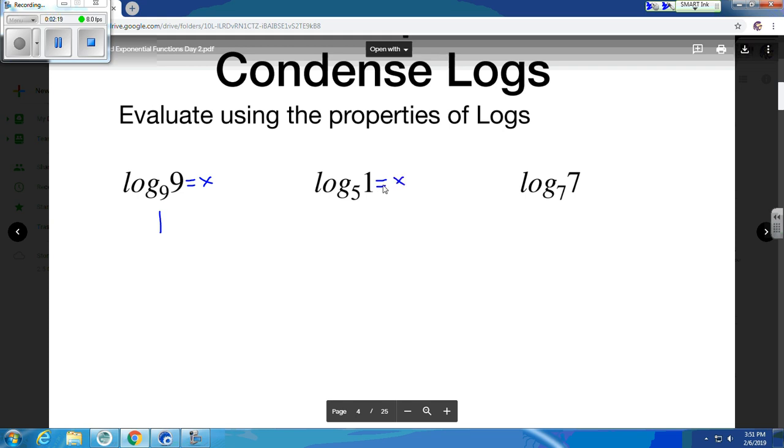Log base 5 of 1 will be 0, and log base 7 of 7 will be 1. Remember, we have 9 to what power is equal to 9, so my exponent would have to be 1. 5 to what power equals 1, so my exponent will have to be 0. And 7 to what power equals 7, my exponent would have to be 1.